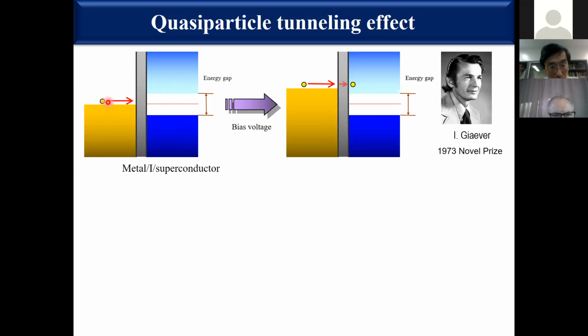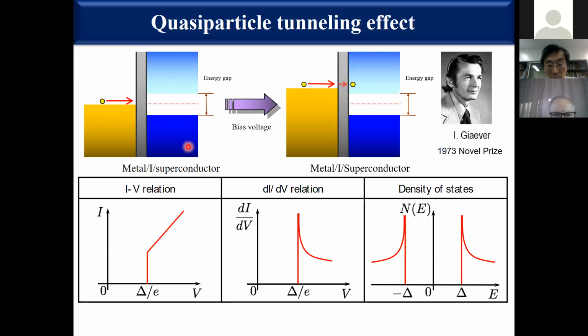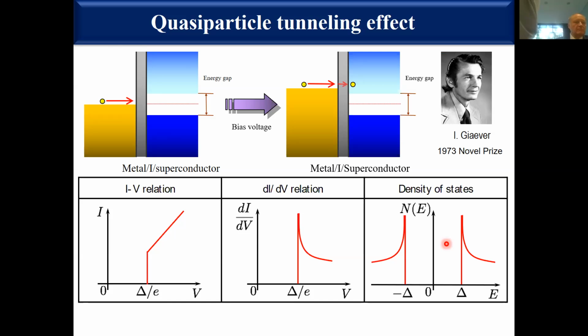So it is naively considered that quasi-particles cannot penetrate into this gapped region. Following this idea, the IV relation becomes like that, and the dI/dV relation becomes like that, and it corresponds to the density of states. So it has been wrongly believed that if we measure dI/dV in a normal metal superconductor junction, the resulting dI/dV expresses a line shape of the density of states.